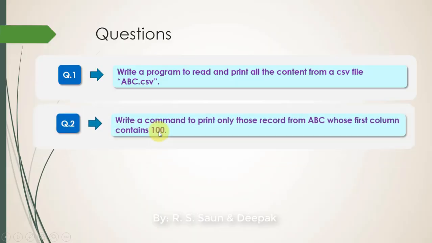Okay, next question. Write a command to print only those records from abc.csv whose first column contains 100. I think this is really very easy and you can do it.